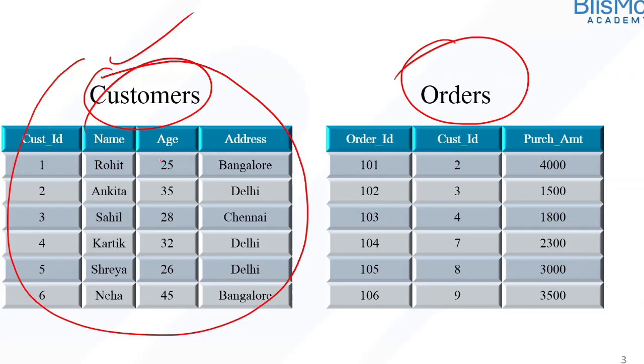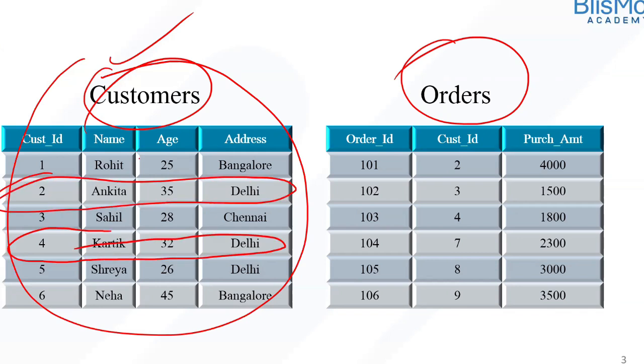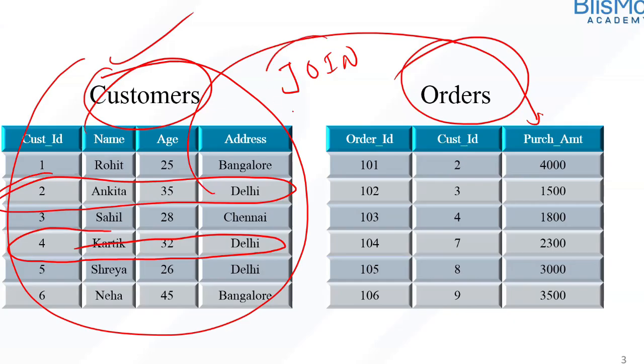So if I want to know how much Karthik has purchased or how much Ankita has purchased, I need to get that information from the other table. That is where we need to join the tables and get that information.